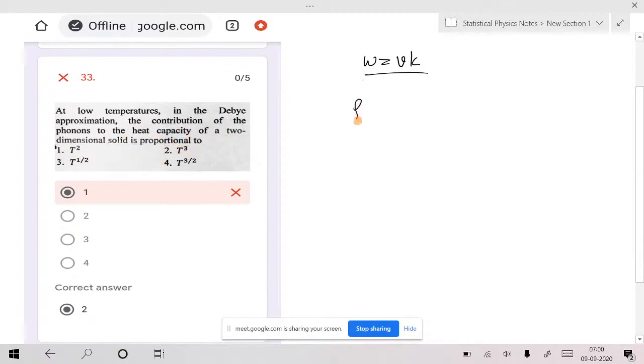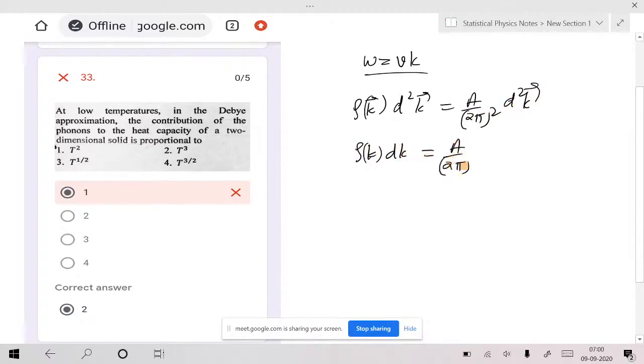Now you should start with this one, rho of k vector d square of k vector. That's equal to area by 2 pi the whole square into d square of k vector. Then rho of k dk would be equal to A by 2 pi the whole square into 2 pi k dk. Do you remember this one? Quickly somebody comment. In case of 2D, the same dispersion relation. Now rho of omega d omega is equal to rho of k dk, isn't it?